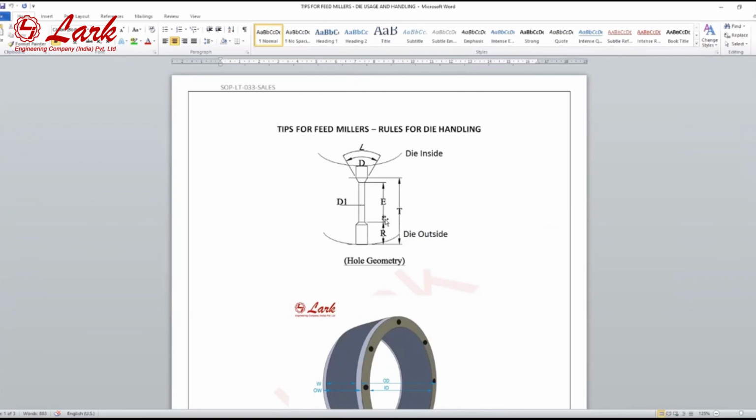For example, in broiler feed, the general L by D, length by diameter ratio, is around 1:12, 13, 14 and above. 1:12 means, for example, if the hole size is 3 mm and we are using a 1:12 die, then 12 into 3, 36 mm, will be the effective length. And if the total thickness of the die is 50 mm, then 50 minus 36, the 14 mm, will be the relief.